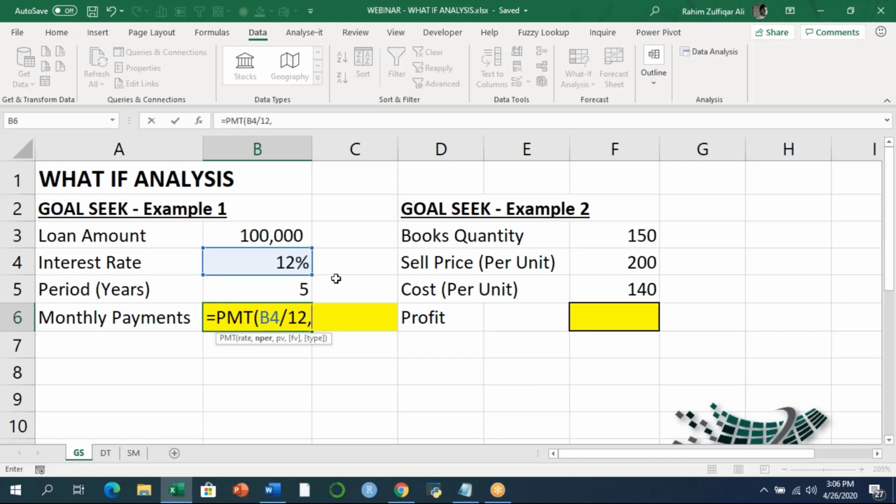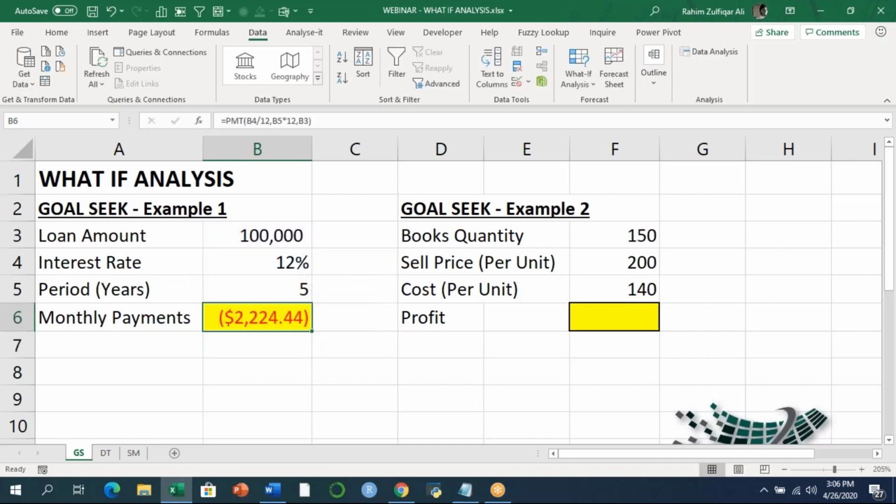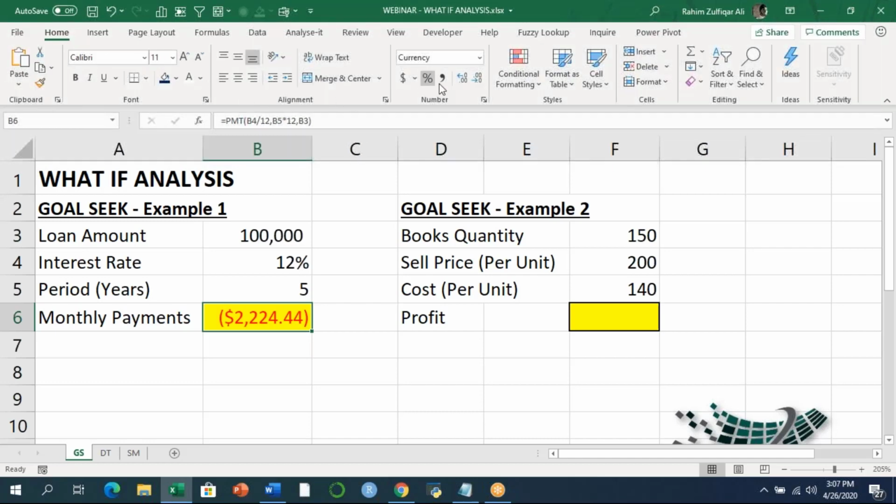The next function argument is the number of periods. We have 5 years altogether, and I want to convert it into a monthly basis, so I will multiply it by 12. And last but not least, the present value. The present value is the loan amount which we are taking today from a bank. When I close this bracket, I will get the monthly payment information: I need to pay 2,224 rupees every month to make sure that in the next 5 years, with the interest of 12%, I can repay the loan of 1 lakh rupees. So this is a simple financial function to derive the monthly payments. But how Goal Seek comes in, let me tell you one by one.